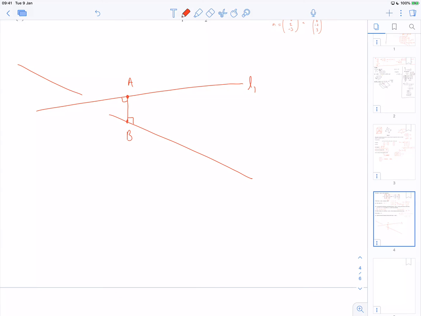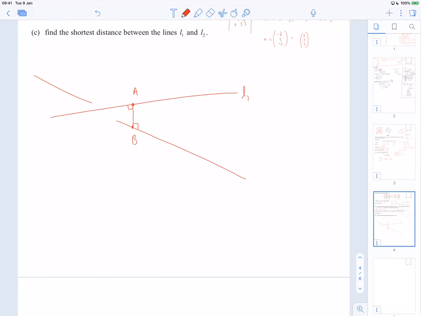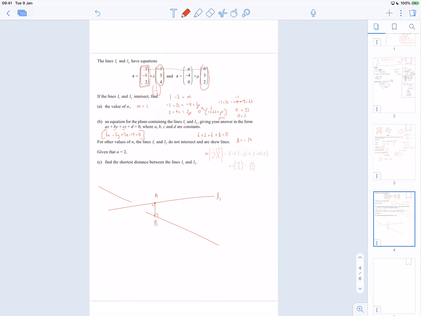Okay, so what's going on? Well, the point A would just be a general point on the line L1.